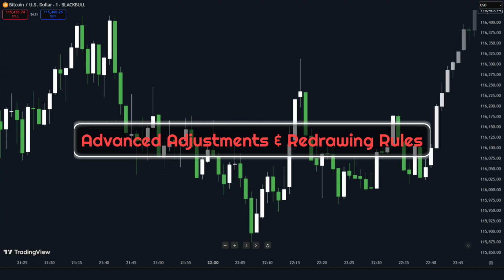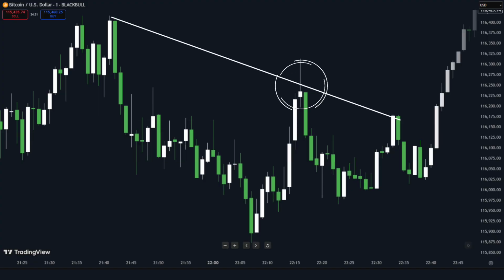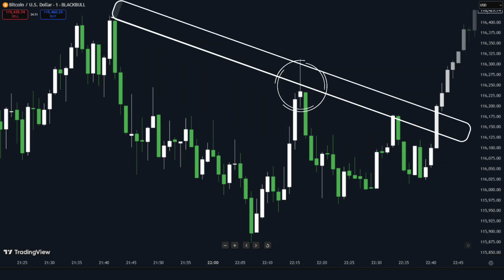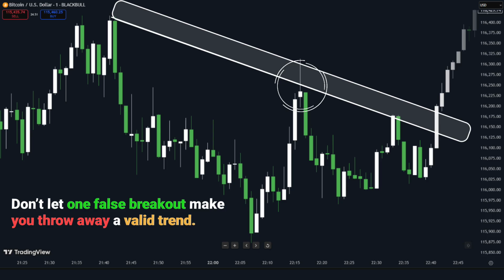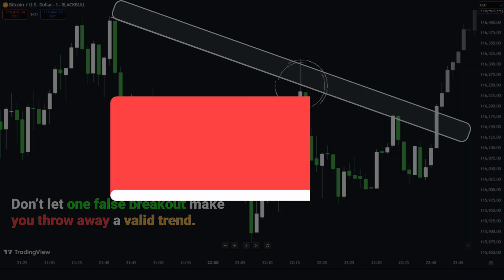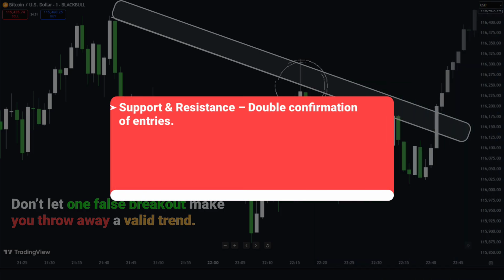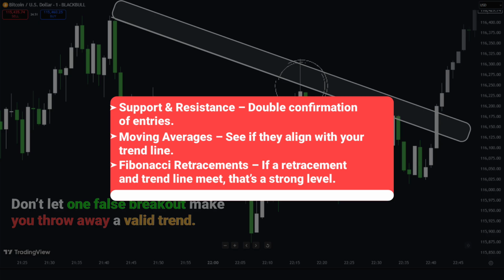Advanced adjustments and redrawing rules. If price breaks a line but returns quickly, consider adjusting rather than deleting. Use zones instead of exact lines. Markets are not perfect. Don't let one false breakout make you throw away a valid trend. Combining trend lines with other tools. Support and resistance. Double confirmation of entries. Moving averages. See if they align with your trend line. Fibonacci retracements. If a retracement and trend line meet, that's a strong level.